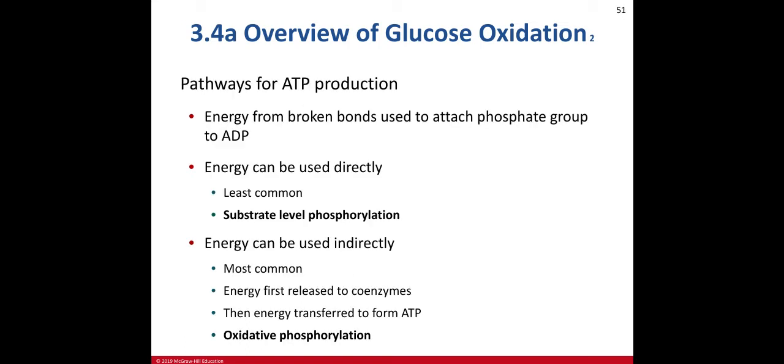How does this happen? Well, we're going to break down bonds that are used to attach phosphate groups to ADP. That energy can be used directly to do something, sort of the least common method in the human body, but we call that substrate level phosphorylation. The energy can be used indirectly, which is much more common. The energy is first released to a set of coenzymes. Then that energy is moved from the coenzymes to make ATP. And that process we call oxidative phosphorylation.